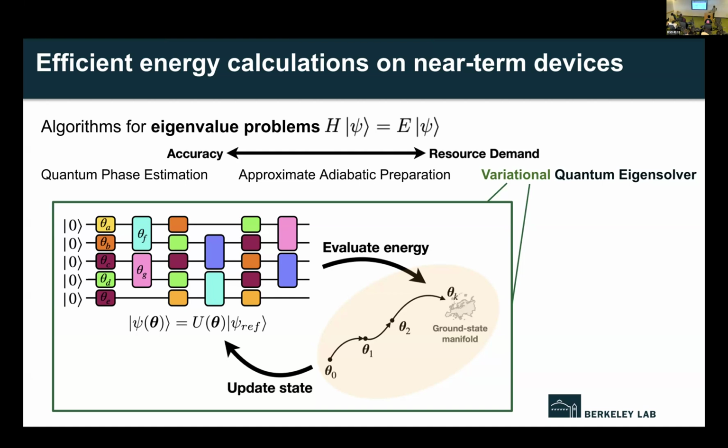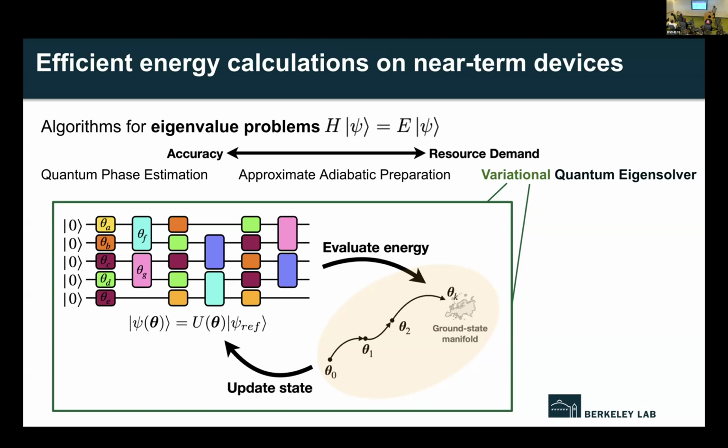Moving down the ladder, we have adiabatic state preparation, which transforms a wave function by gradually changing the Hamiltonian. These algorithms can already run on existing hardware, but the term adiabatic here suggests that the change in the Hamiltonian can be very slow, which can lead to a larger circuit depth.